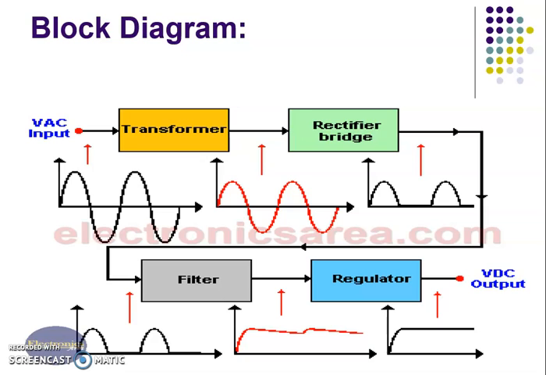Mostly in power supply, step down voltage is available. So either we can use center tap transformer or we can also use normal transformer. Input and output of the transformer is mentioned with these waveforms. This is the input waveform of the transformer and this is the output waveform of the transformer. The difference is only that the amplitude of the output waveform is less than the input waveform. So this is step down transformer. This step down AC output of the transformer is given as an input to the rectifier.